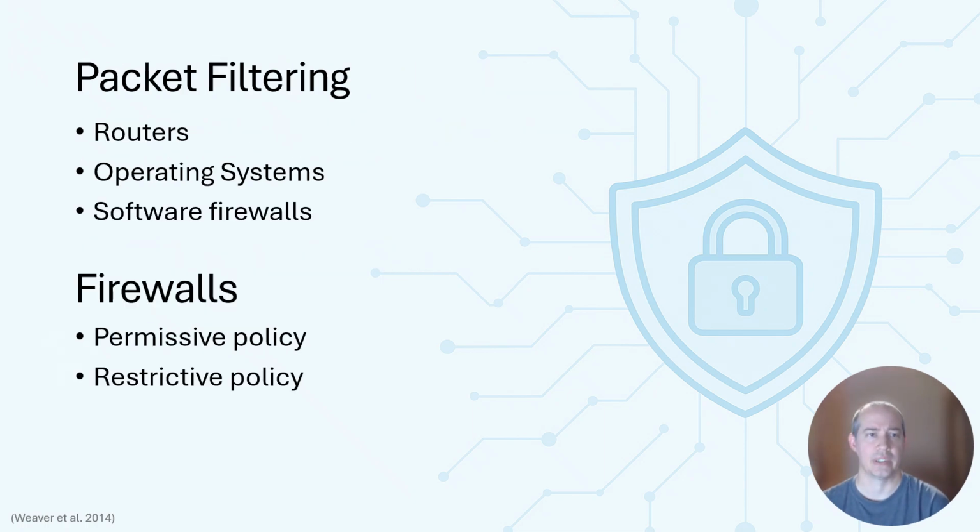We have packet filtering that we can use as a layer that can be put on routers, operating systems, or software firewalls, and they'll block or allow packets based on certain attributes, like IP address, port, or protocol. Firewalls can have a permissive or restrictive policy: basically allow everything and define explicitly what to block, or the opposite, deny everything, and we define explicitly what to allow.